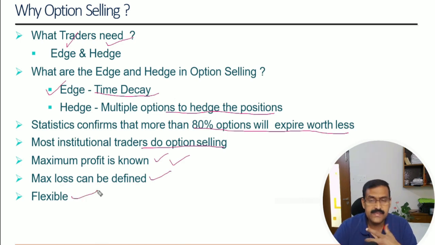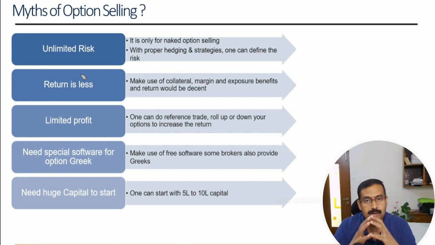Option selling is quite flexible. You can define plenty of strategies that suit you to make money out of option selling. There are a number of myths about option selling. Let us decode them one by one. The first one is that option selling has unlimited risk. Yes, it has unlimited risk if you do naked option selling without a hedge. There is always a possibility to hedge your position or create a strategy to define the maximum risk that you are ready to take, which is not possible in option buying.